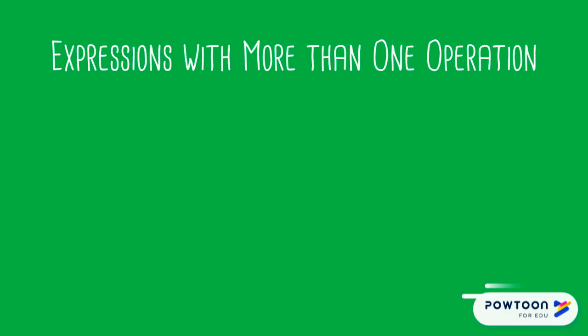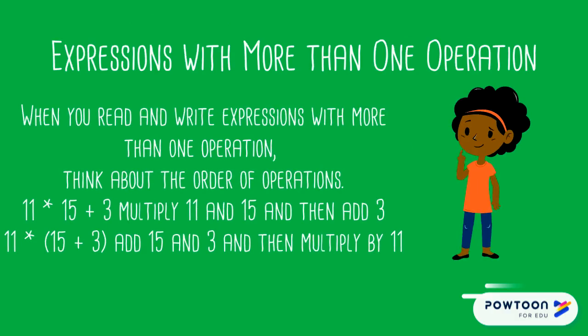So what to do with expressions with more than one operation? You guessed it, order of operations. So first parentheses, then exponents, then multiplication and division, then add and subtract. Remember, if your expression only has multiplication and division, go left to right. If your expression only has addition and subtraction, go left to right.